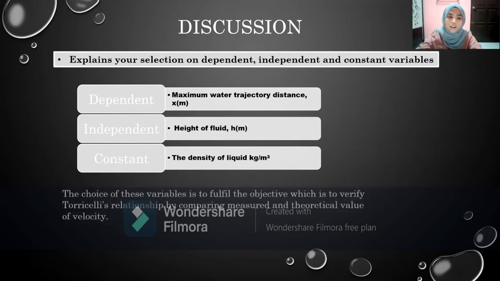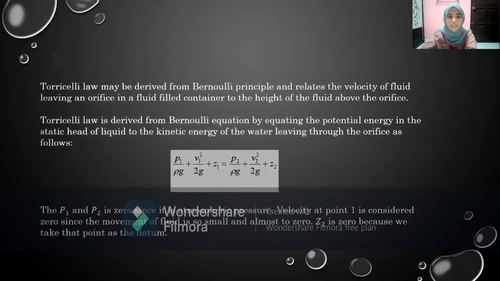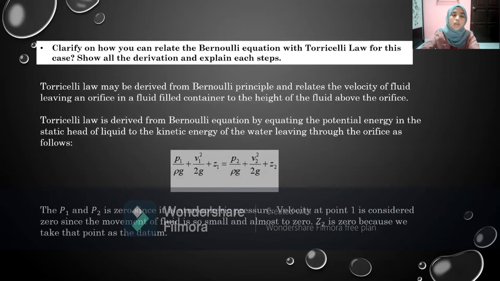The choice of these variables is to fulfill the objective, which is to verify the Torricelli relationship by comparing the measured and theoretical value of velocity. And then for the second question, clarify how you can relate the Bernoulli equation with Torricelli's law for this case. Show all the derivation and explain each step.